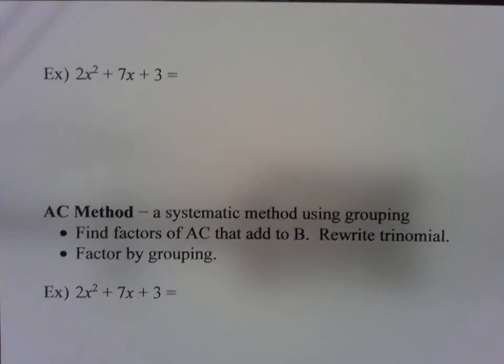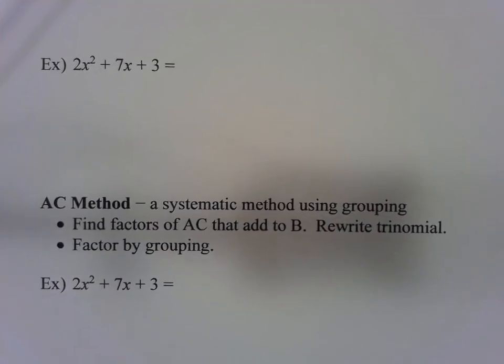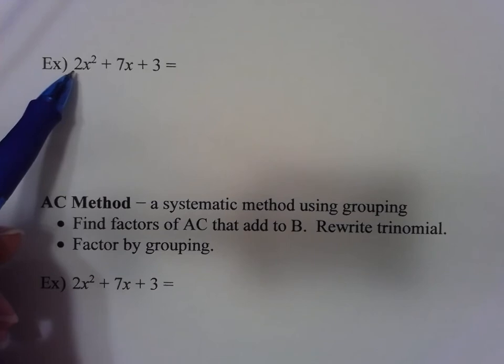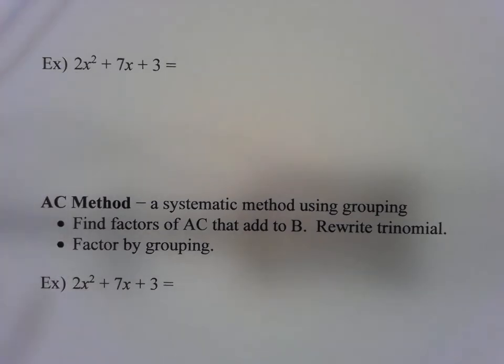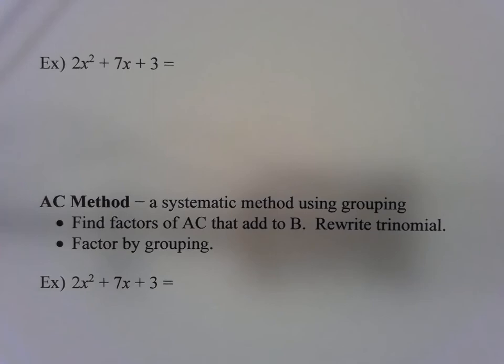All right, here's one more. We're actually going to do this one with two methods. I wanted to do this one with the trial and error method just to show you how it looks if there is a number out front. And then I want to show you something called the AC method, which is a little bit more systematic, and it makes use of the factoring by grouping.